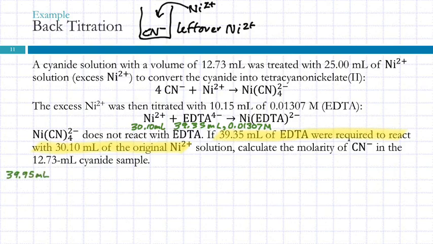39.95 milliliters, and then it's very helpful to label that. What is it? Well, that's the EDTA. So I'm going to go volume to moles of EDTA. And so I'm going to use the molarity in here, 0.01307. And I want to write it out, moles per liter. Because if you put the capital M in there, your brain just skips over it. It's moles per liter.